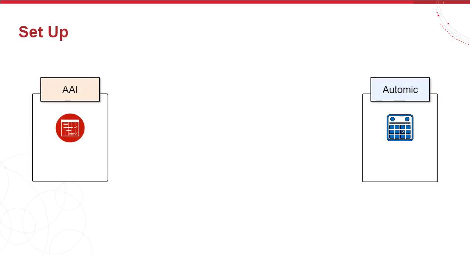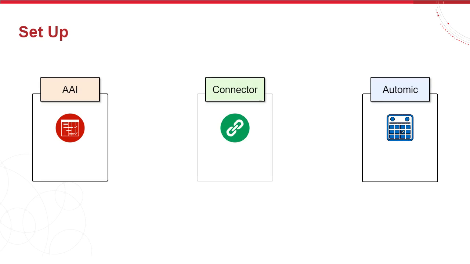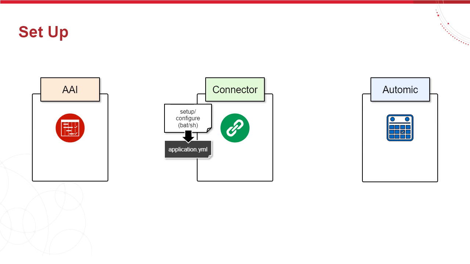We have three systems: the AAI server host, the Automic Automation system, and a third system for the connector. Once installed, a batch file executes. This prompts us to configure the connection to the AAI system. The values are stored in a config file called application.yaml. On Windows, it runs automatically. On Linux, we have to run it manually.